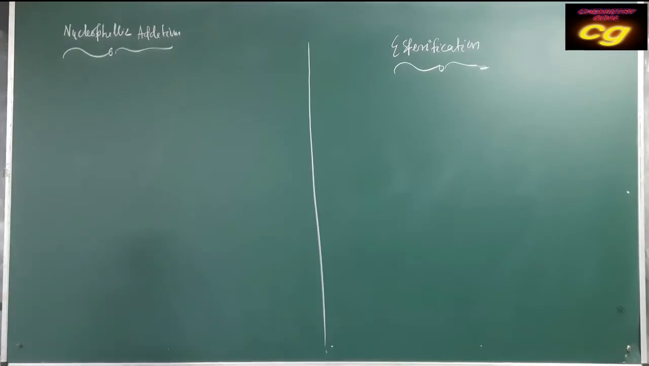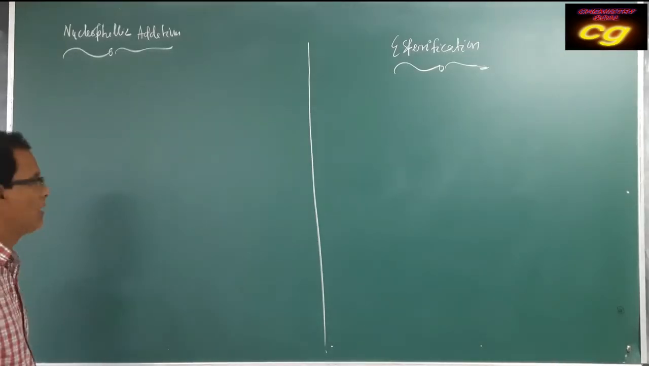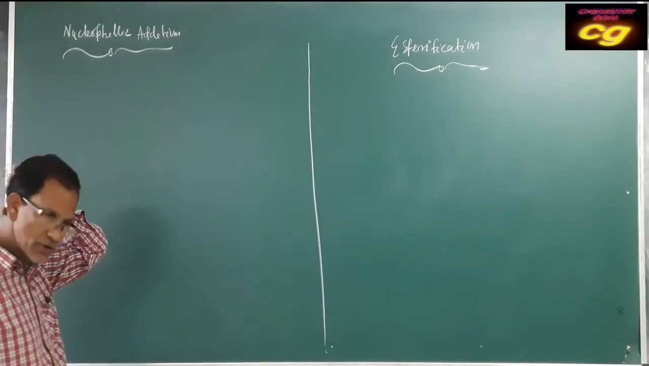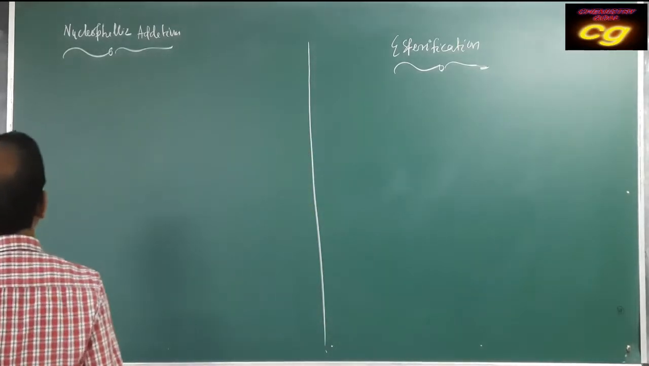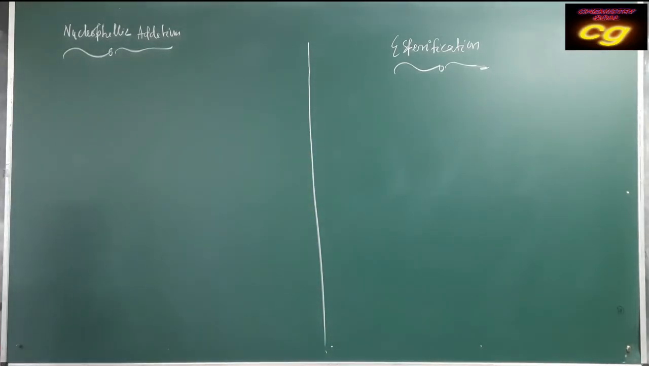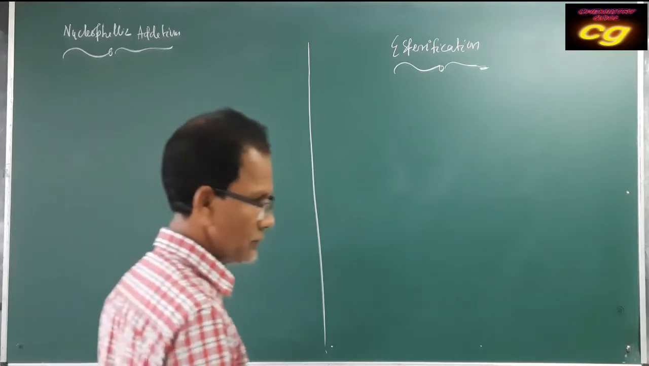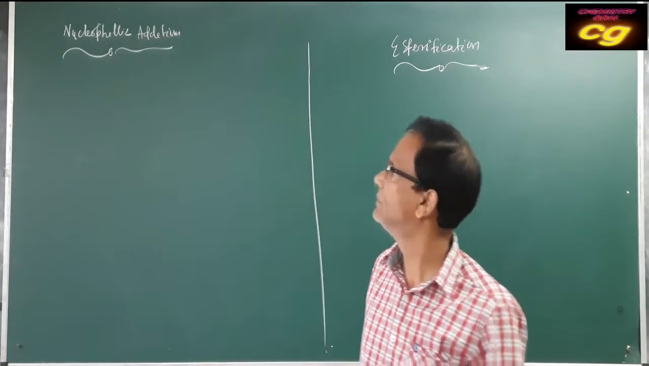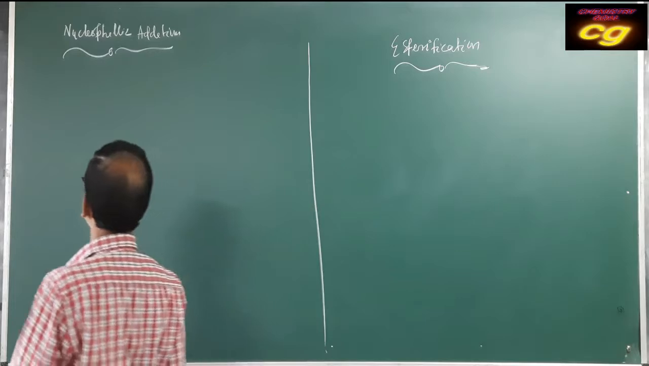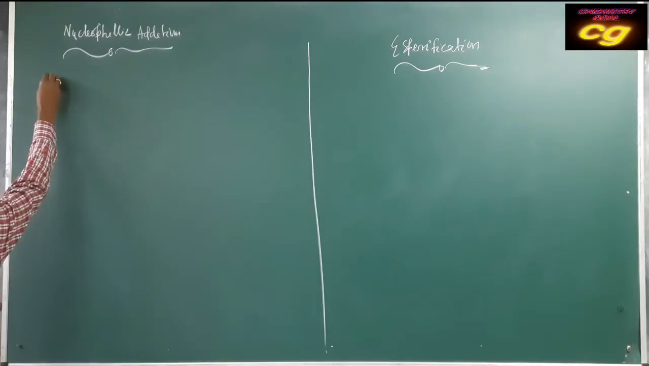Next we will discuss nucleophilic addition. Generally this nucleophilic addition is shown by aldehydes and ketones. Let us take one example: addition of ammonia and its derivatives to aldehyde and ketone.